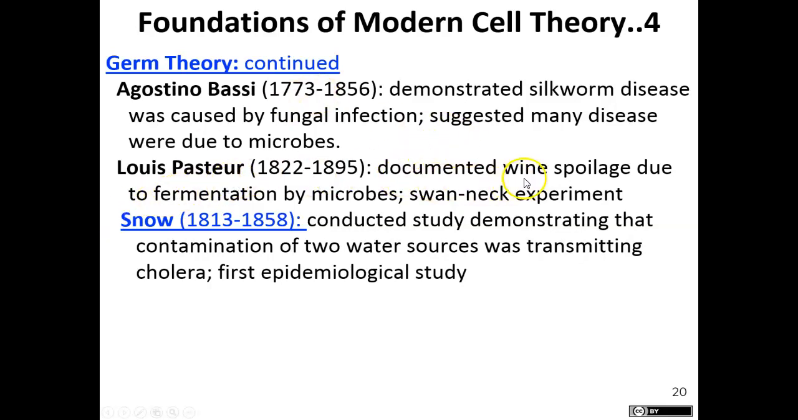Pasteur documented that wine spoilage was likely due to microbes. And he noted that microbes existed using that swan neck experiment. But the microbes that fermented the wine and caused wine spoilage were different than the microbes that fermented wine and produced sweetness or sugars. So there were different types of fermenters out there.